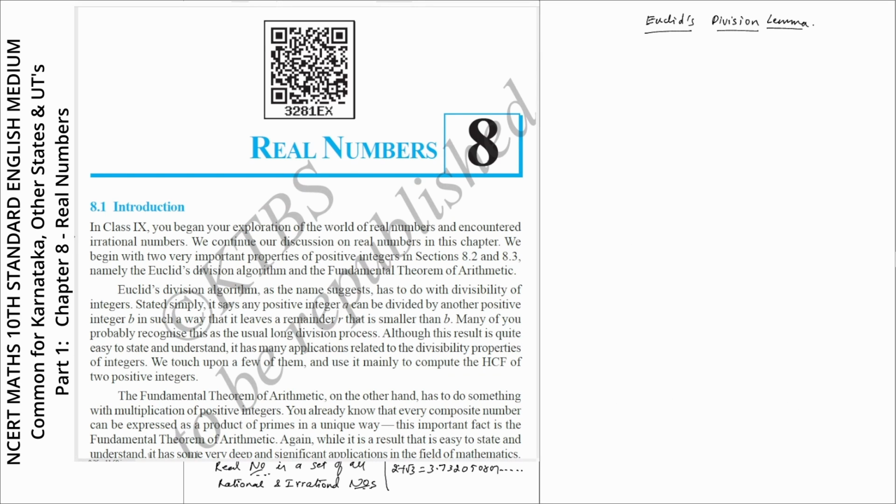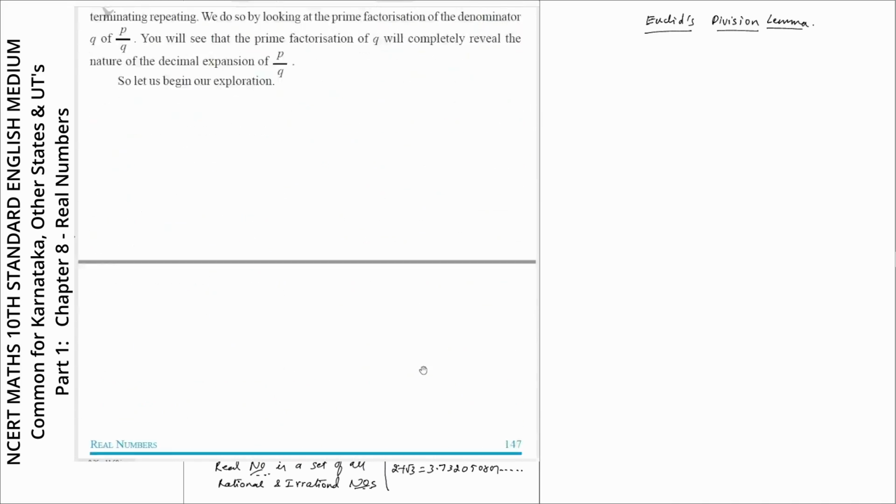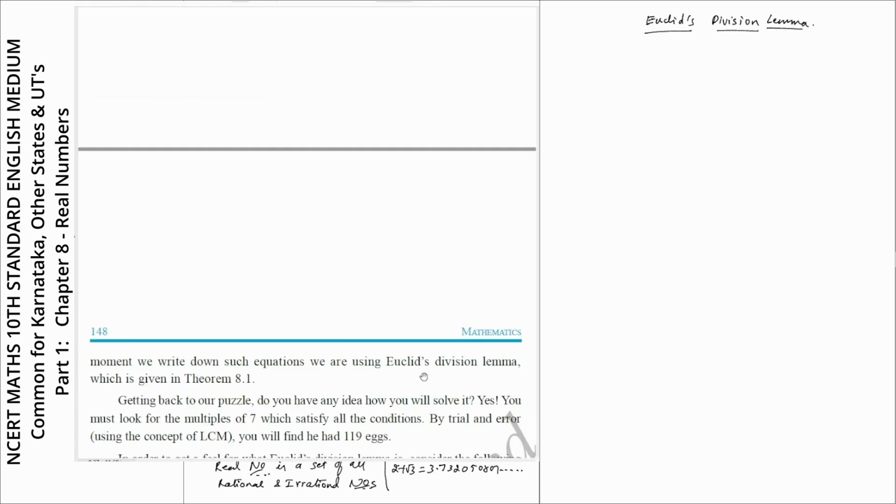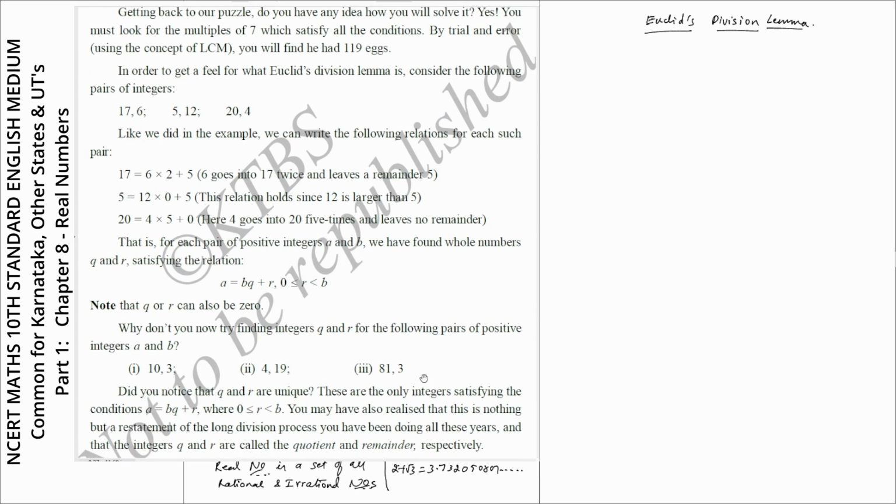The next topic in this chapter is Euclid's division lemma. See here, I'll give you some examples. Now consider this equation: 17 is equal to 6 into 2 plus 5. So how will I get this one? If I divide 17 by 6, 6 2s are 12. So I'll get remainder 5. 2 is the quotient. So I can write 17 is equal to 6 into quotient plus remainder 5.